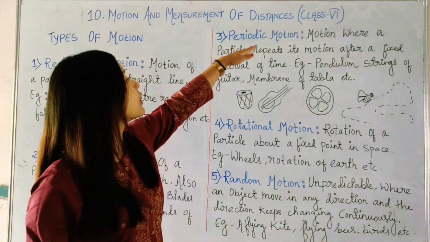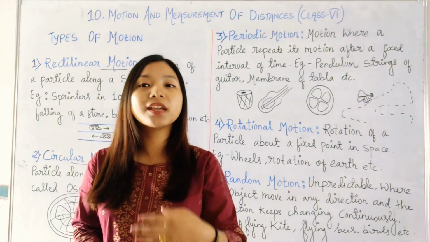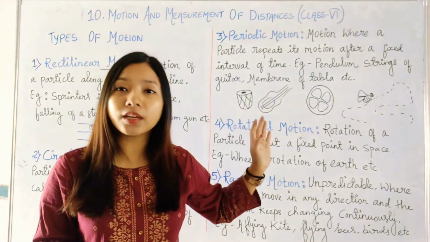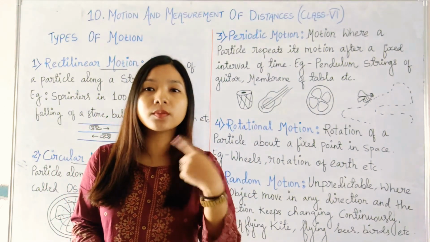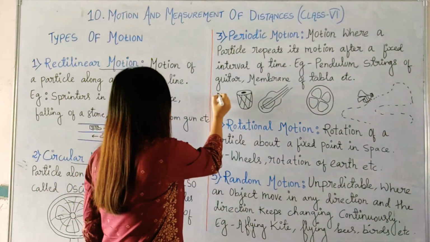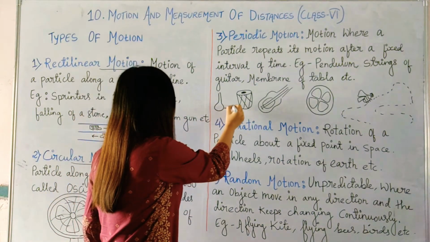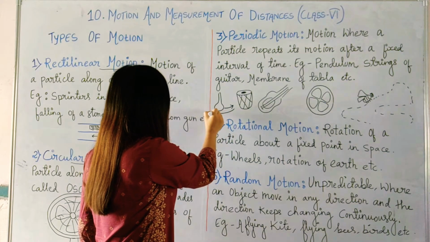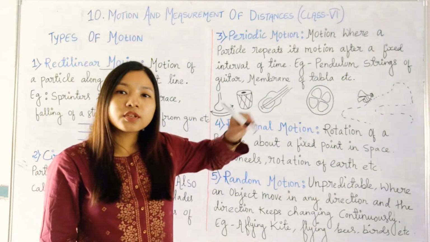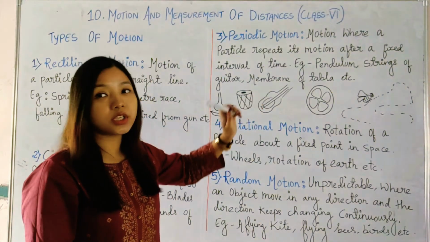Next is periodic motion. Periodic motions are those motions where an object repeats its motion in a fixed interval of time. That means after a certain period of time, the motion will be repeated again and again. For example, a pendulum. If you have seen a pendulum in a clock, it is like this. So this will be the bob which will move in this direction, will again come back, then again go back in that direction. So it will give you a repeated motion. This is periodic motion in your pendulum.